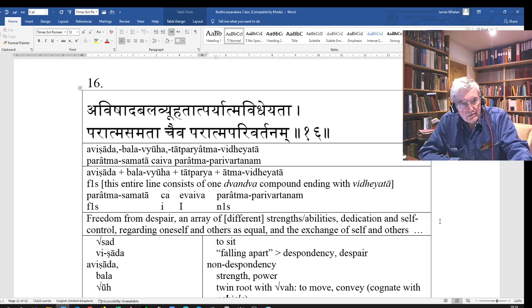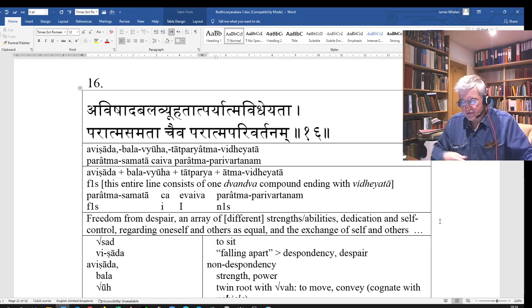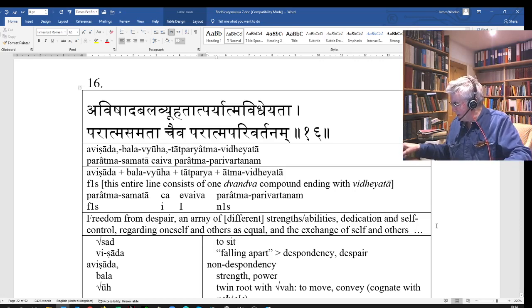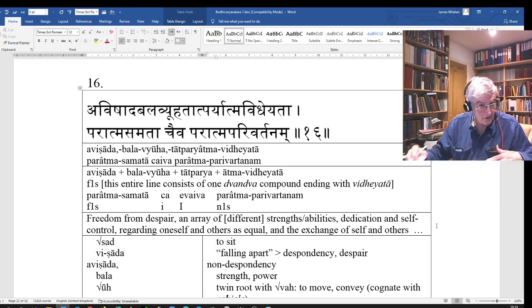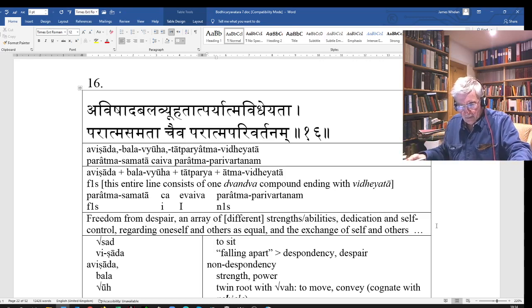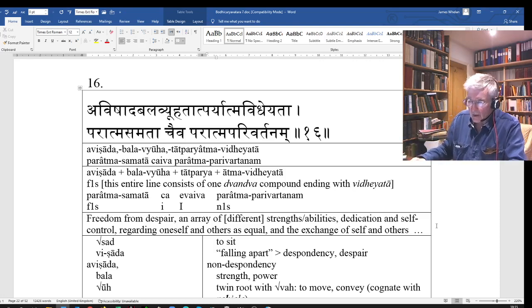The first word, avishada. Avishada is non-despondency. Sanskrit is very fond of expressing a positive quality by the negation of its opposite. So, for example, instead of saying cheerfulness and energy, it's non-despondency. It's highlighting what you must not do in order to divert you to what you should do.